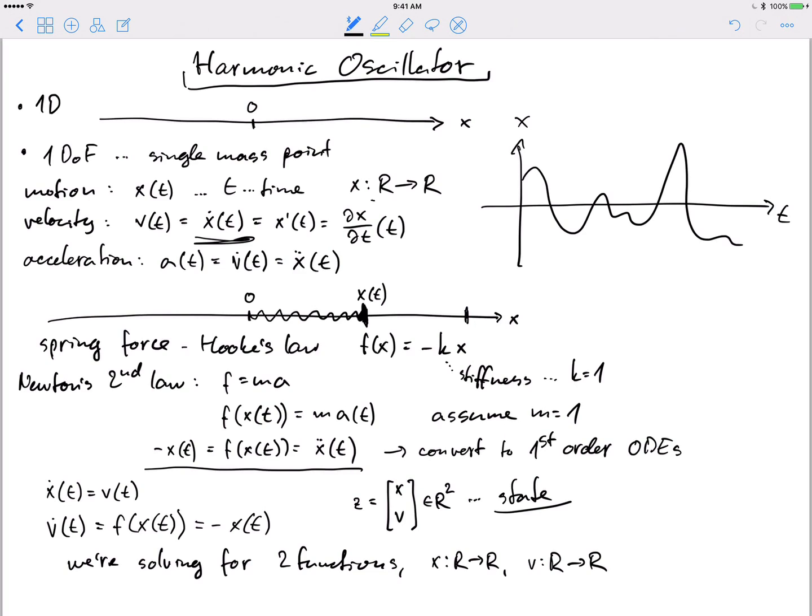Because this really is nothing but two functions: one for x and one for v. I could also give you another v function. Now, this cannot be arbitrary. It needs to be the derivative of x. But it's just another function.